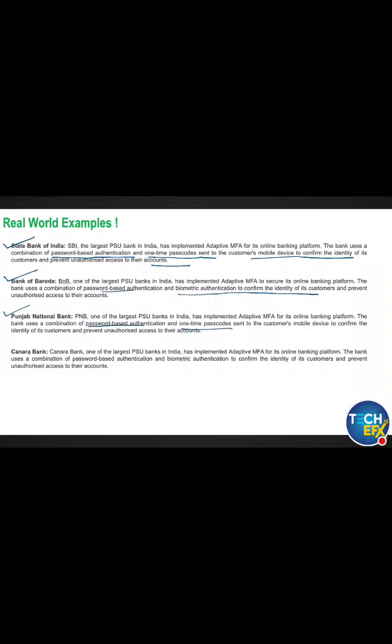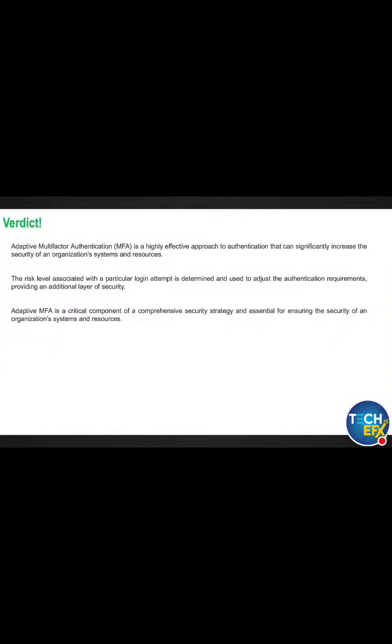Next one is Canara Bank, which has also implemented adaptive MFA for its online banking platform, again with a combination of password-based authentication and biometric combination. Let's summarize.